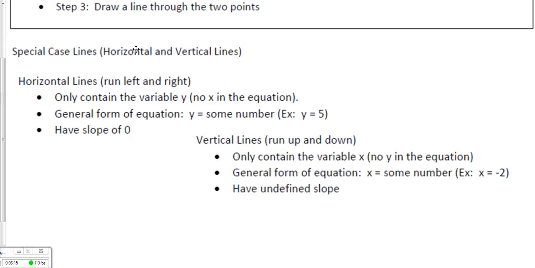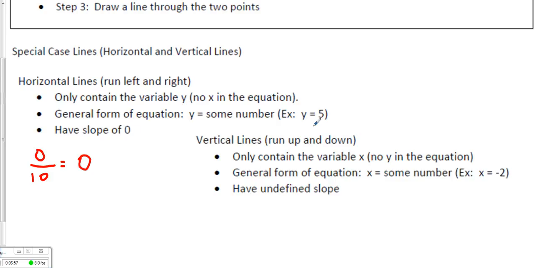There are two special cases, horizontal and vertical lines. Horizontal lines run left and right, like the horizon. They only contain the variable y, so no x. The general form is y equals a number, like y equals 5. This makes a horizontal line, and its slope is 0 because it is not going up at all, but it goes over as much as you want. It would look something like this: 0 over any number you want, let's call it 10. 0 over 10 is still 0, so they have a slope of 0.